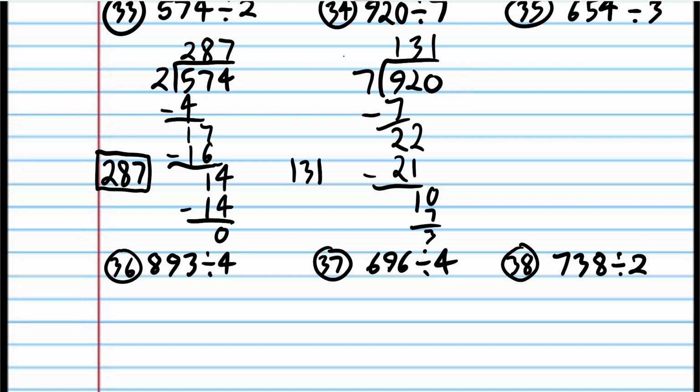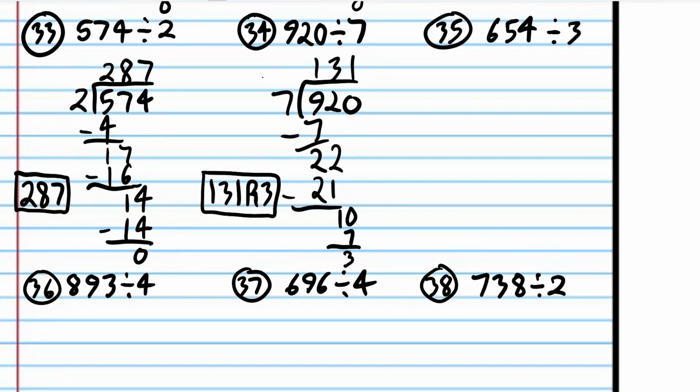So we're done, but we have a number down there. I'm going to try to rewrite that again. 10 minus 7 is 3. So 131, and because we have a number left over down here, that's called the remainder, and we write R3. 131, remainder 3. All right. So now try 35.